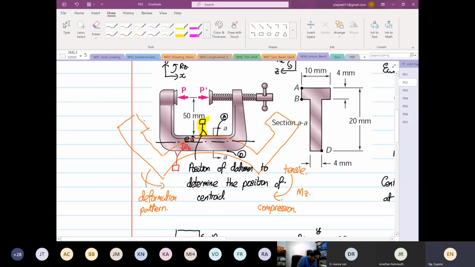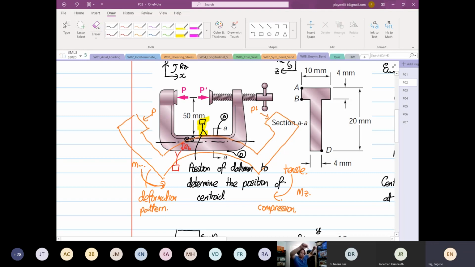So if this is P and P prime, it's opening up, yes or no? So it's opening up. That's why the deformation is in that direction. It's not pulling it in, right? So in order to pull that way, Mz has to rotate in this direction.